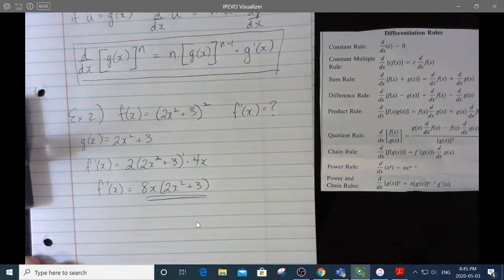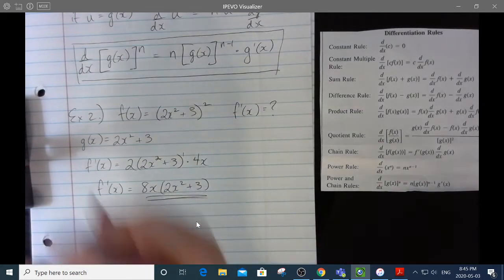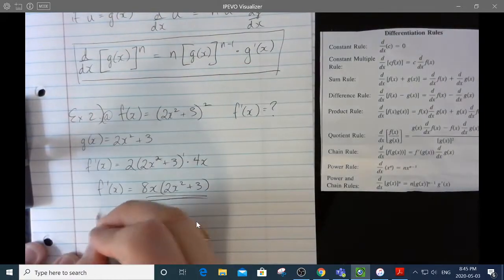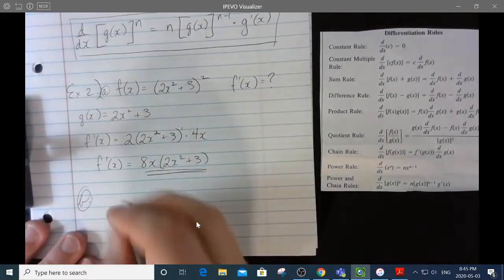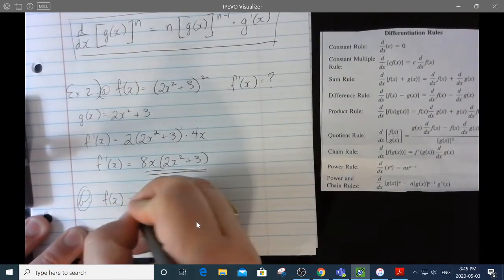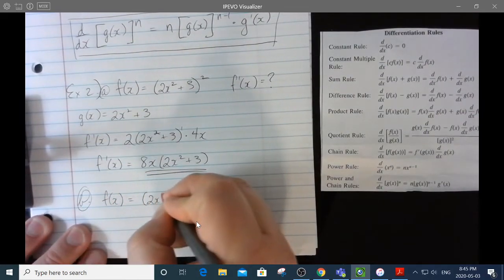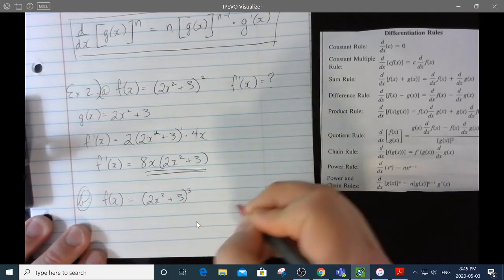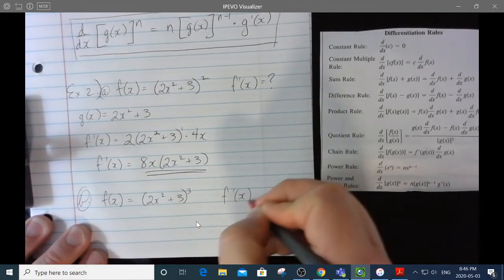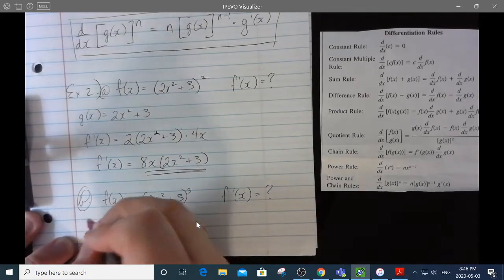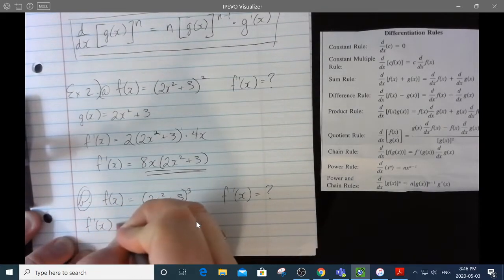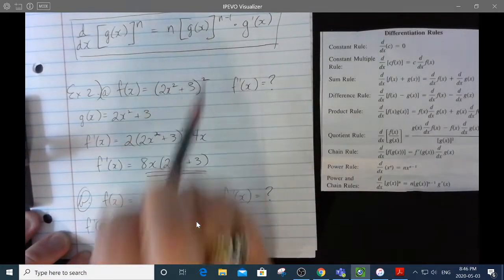multiply that out. And if I call this A, of course example 2b would be where this was a higher power. 2x squared plus 3 to the 3, find f primed of x. And notice it doesn't really matter to me how big that power is, because I don't have to expand it out anymore. It's just a very simple application of this cute little rule.